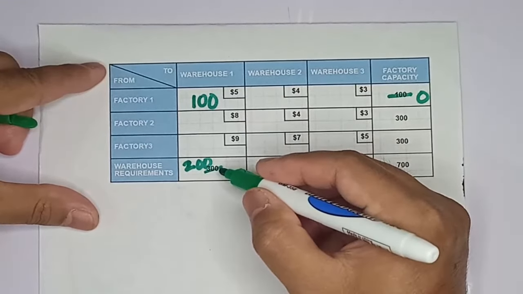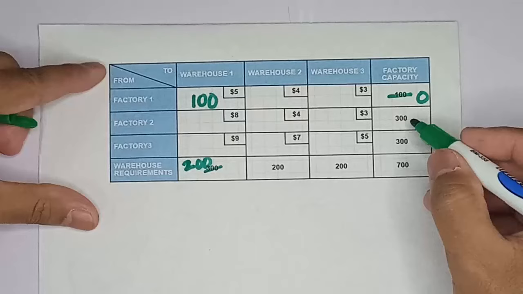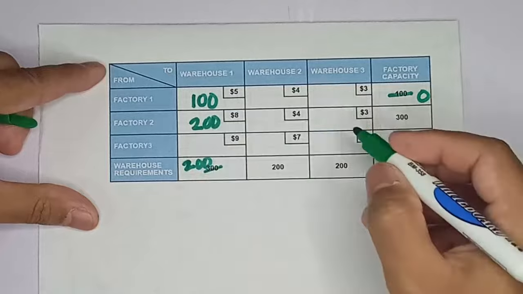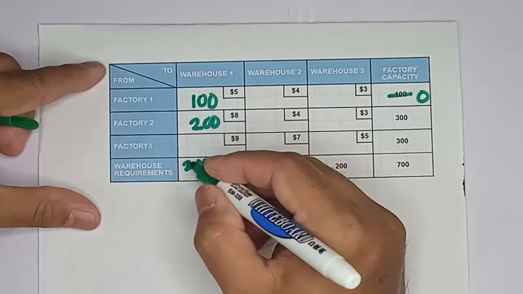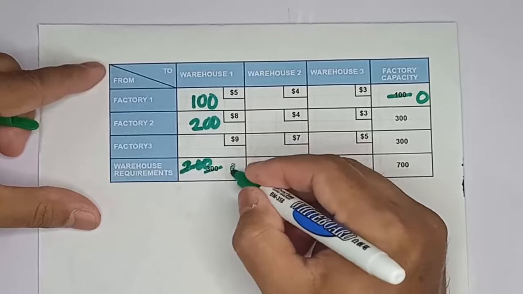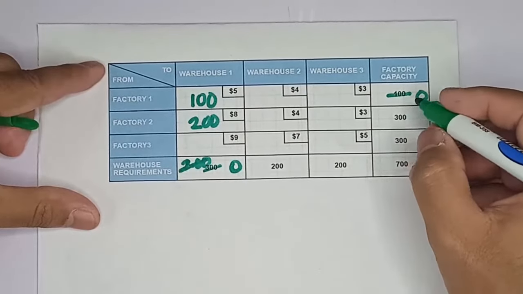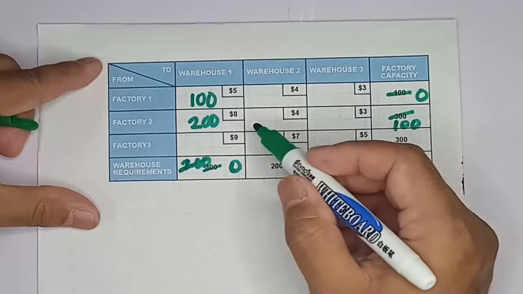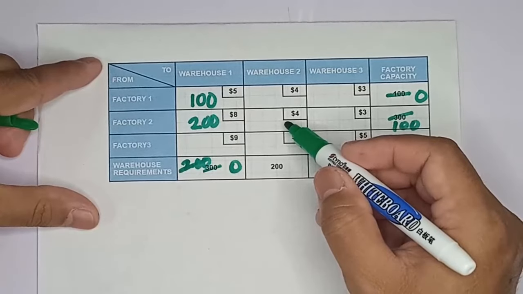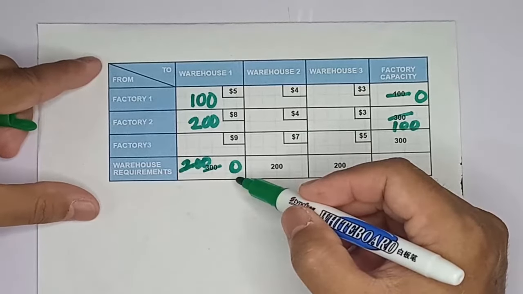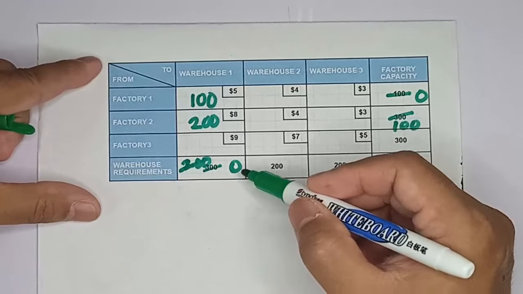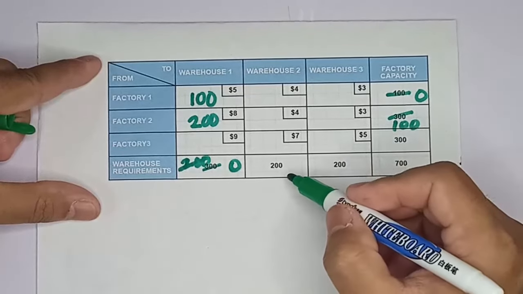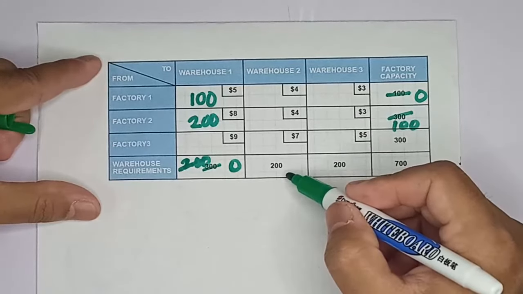The remaining demand of warehouse 1 is 200 units. Factory 2 has 300 units capacity, so we can allocate 200 units on this cell, which will fully satisfy the requirement of warehouse 1. And the capacity of factory 2 will be reduced to 100 units. Our next option is going to the right since the demand of warehouse 1 is equal to 0. The remaining capacity of factory 2 is 100 units and the demand of warehouse 2 is 200 units.